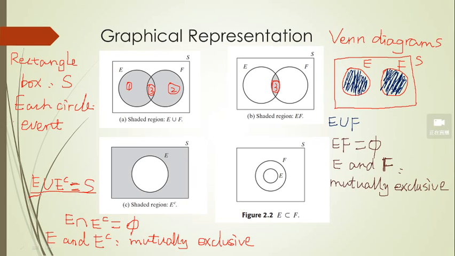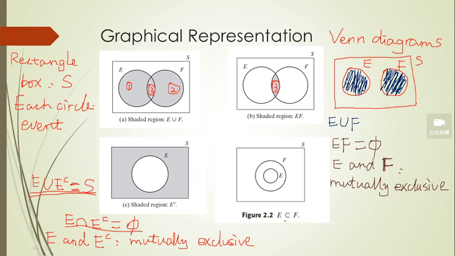Okay, and that special concept between one event and its complement: the intersection of one event and its complement is the null event. The union of the event and its complement consists of the sample space. Okay, they make up the sample space.